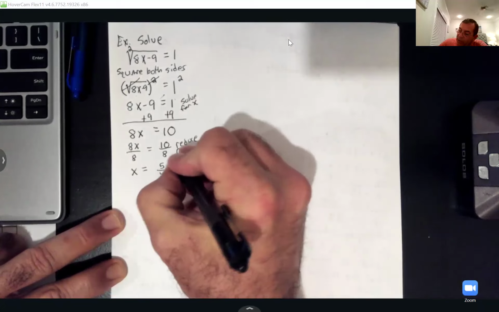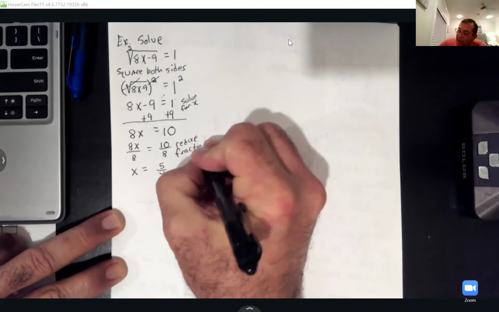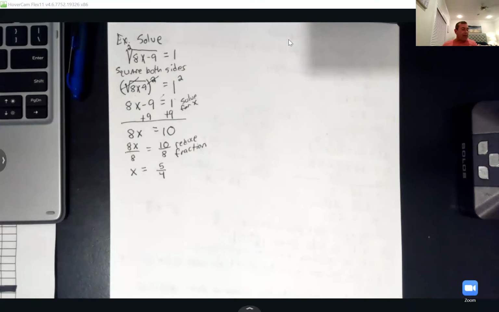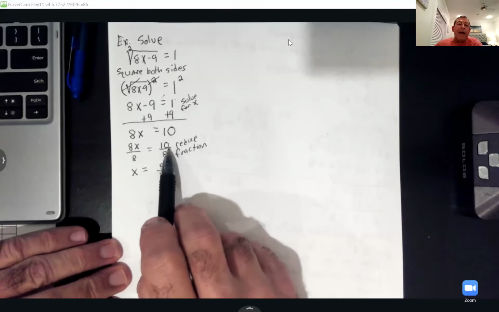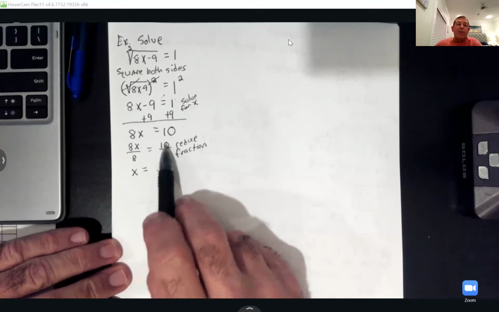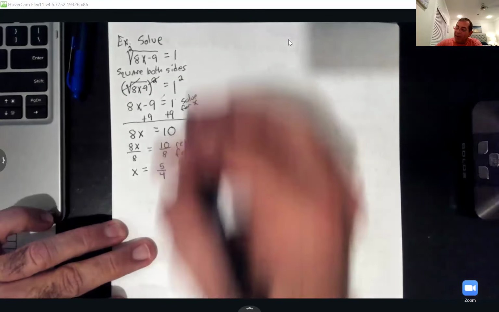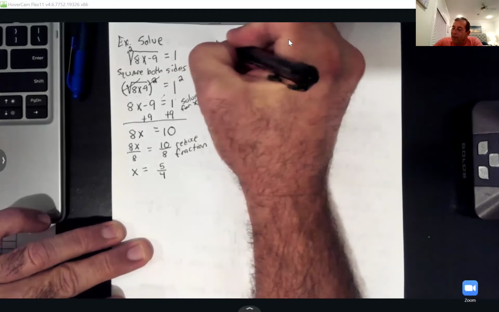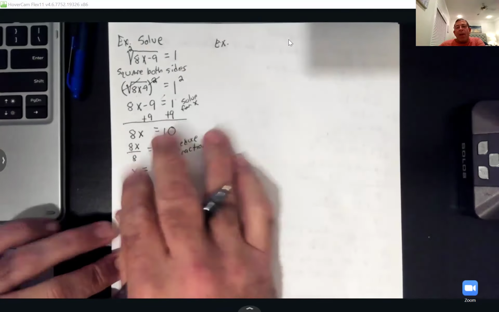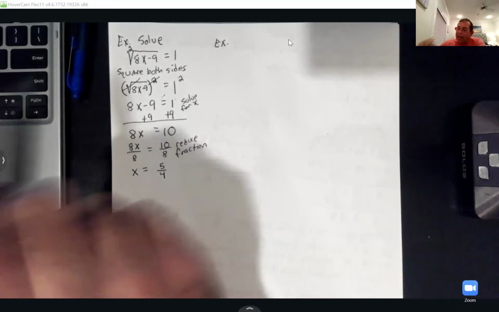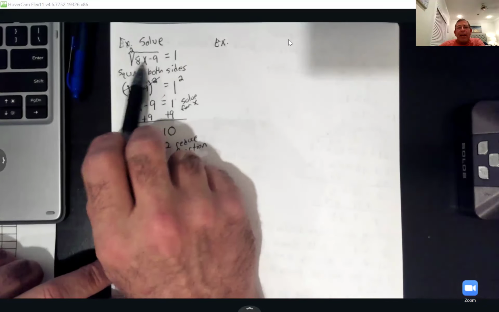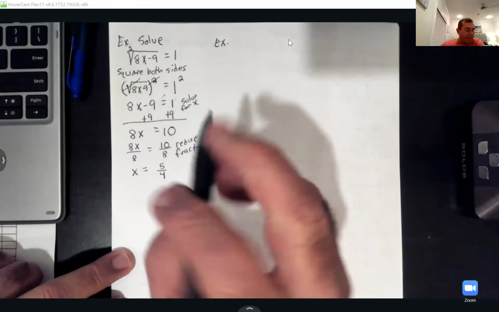So reduced our fraction. And then y'all, once we reduce the fraction, we're done. Now to reduce this, we just divided them both by 2. Since both numbers divided by 2, and that's how I got a 5 and a 4, okay? So these equations are not bad. The main thing you got to remember is just try to get rid of that radical, okay?